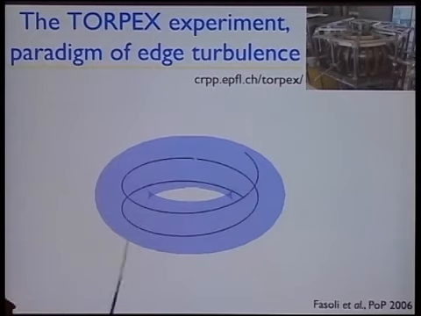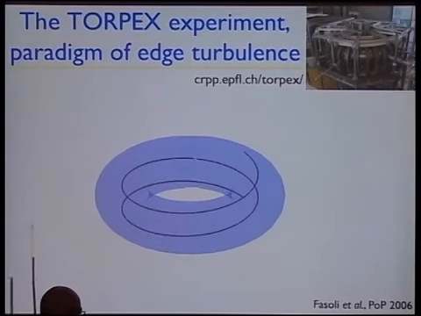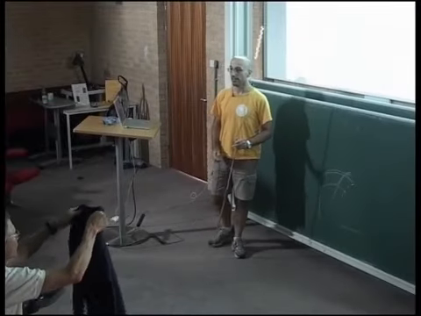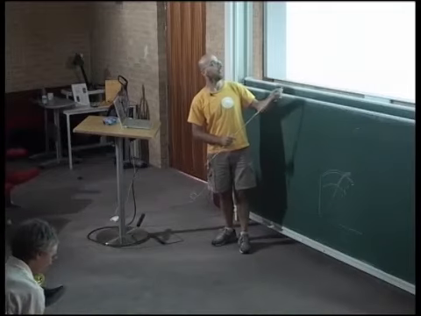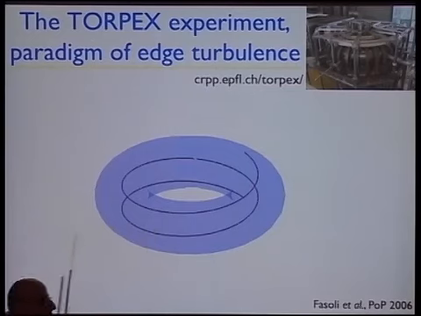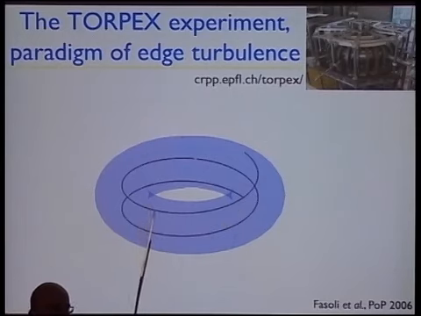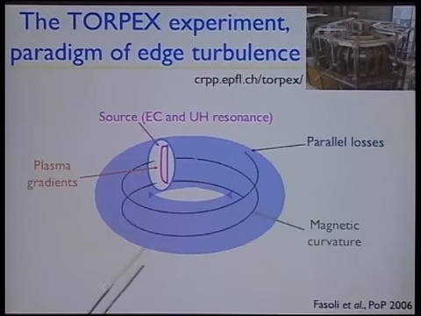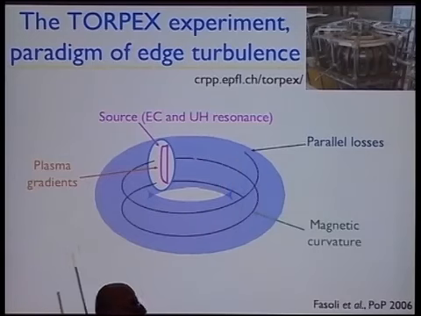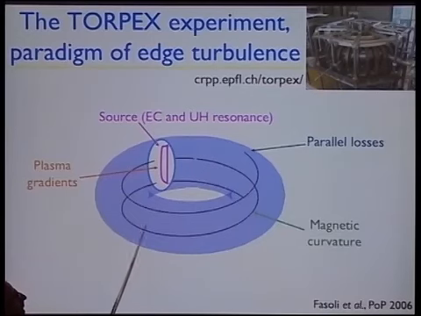It's a toroidal device where the magnetic field has only two components, the toroidal component and the vertical component. The result is that magnetic field lines have a helicoidal shape that winds around the torus and terminates on the bottom and top part of the vessel. Now, if we look at this configuration, the field lines are open, so there are parallel losses at the end. There is magnetic curvature.